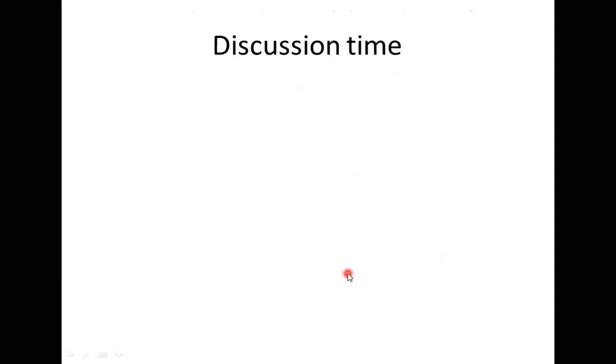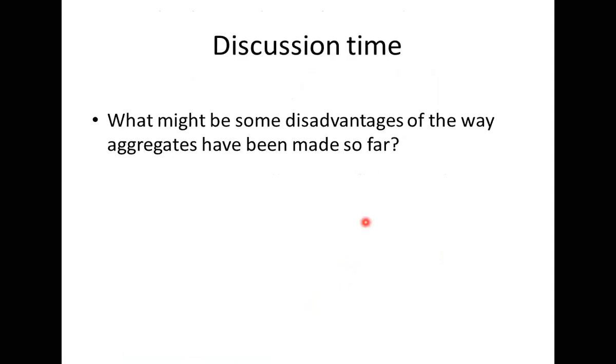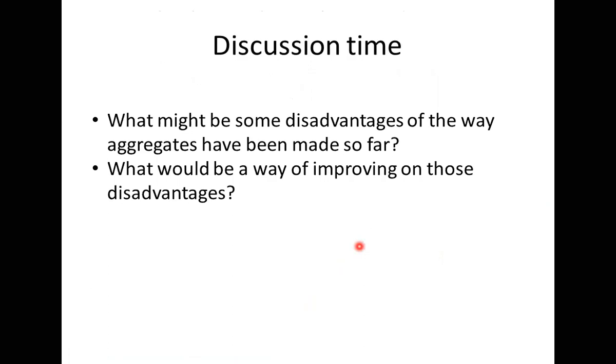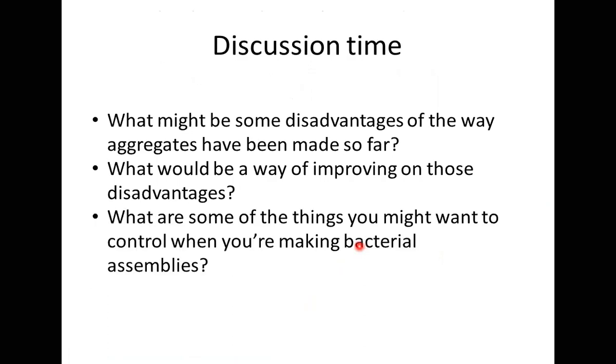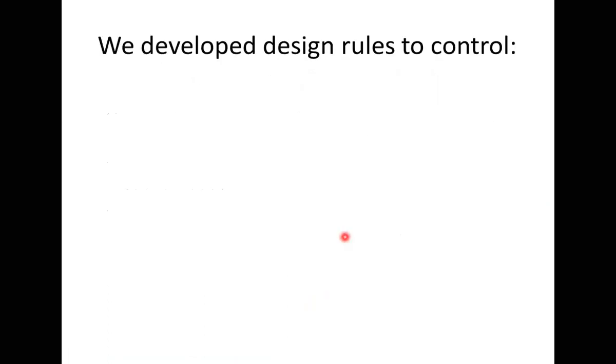So again, this was a discussion that I held when I gave this lecture before. What might be some disadvantages of the way these aggregates have been made so far? What would be a way of improving on those disadvantages? And finally, what are some of the things you might want to control when you're making bacterial assemblies? These are things I'd like you to think about as I continue this lecture.